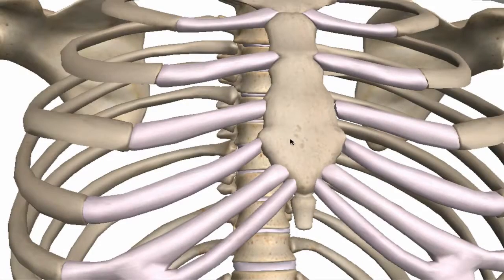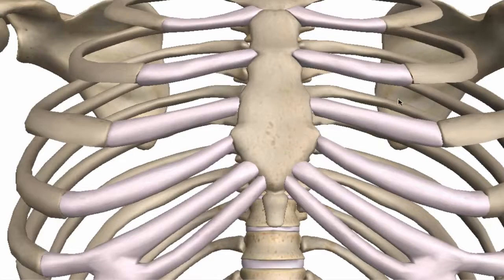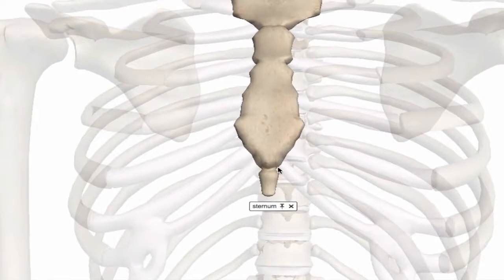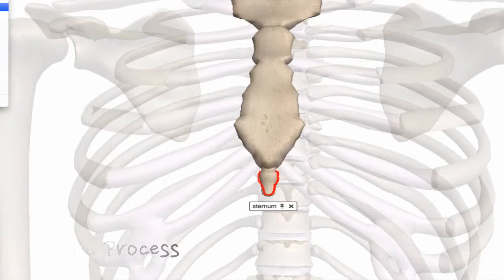So the last part of the sternum that I would like to talk about is this small process here. Let me try to show you here and draw it for you. This process here is called the xiphoid process. And it's interesting because this is a thin plate of hyaline cartilage, and it's usually ossified in adulthood.